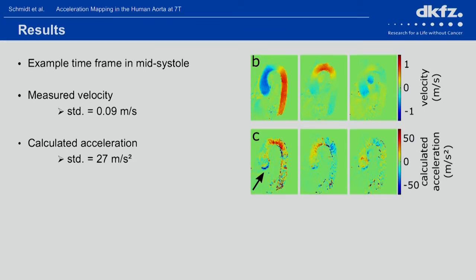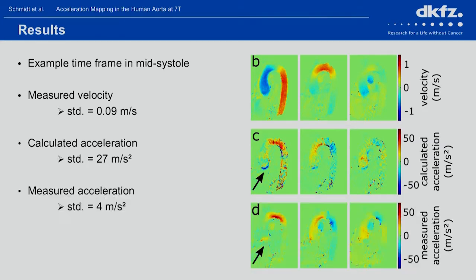However, if we calculate acceleration based on these velocity maps, we can clearly see the noise amplification, and we see that we get quite poor image quality. In contrast, if we have a look at directly measured acceleration data, we can see that the image quality significantly improves, which can also be seen comparing the standard deviation in end diastole.